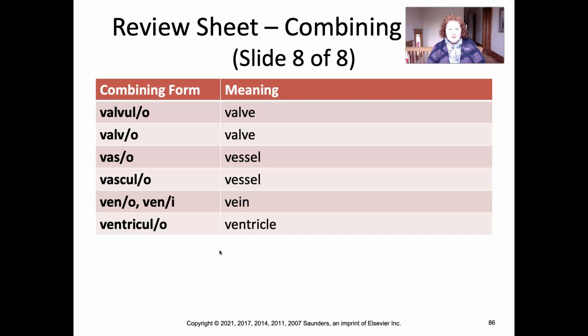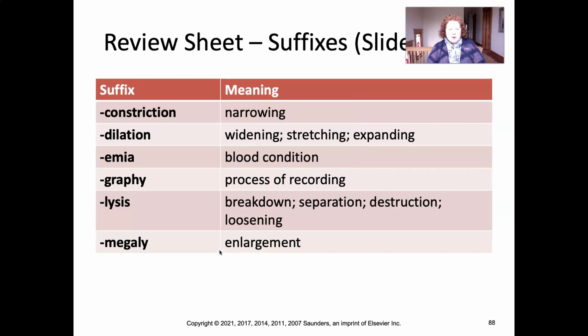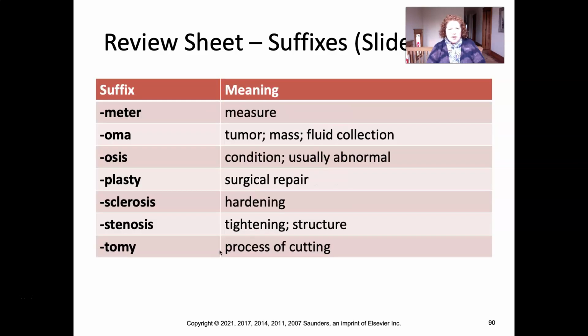Now here are two for vessel. Vaso and vasculo. Veno and veni for vein. And watch out for that I. Ventriculo. Now we have some suffixes. Constriction means narrowing. Dilation, and that's the widening, stretching, expanding. Emia, graphy, lysis, megaly. I think we've had all of those before. Meter, oma, osis, plasty, sclerosis, and stenosis. Make sure you know the difference between sclerosis, which is hardening, and stenosis, which is tightening or narrowing.